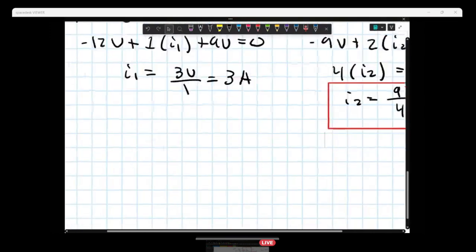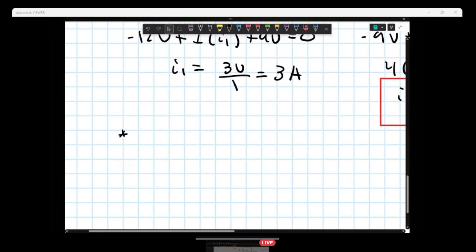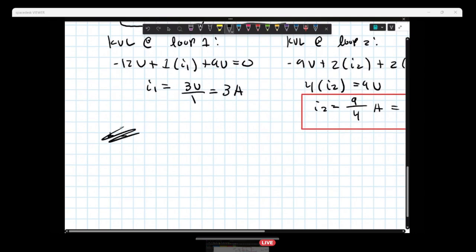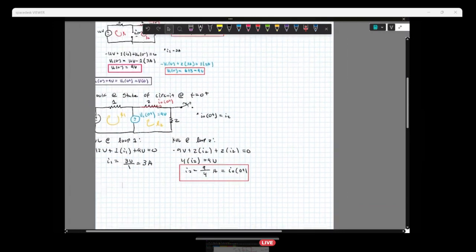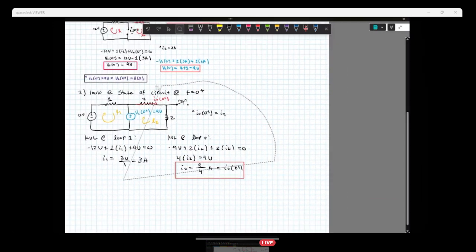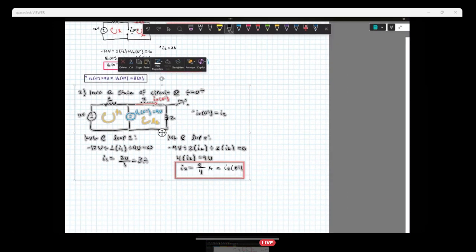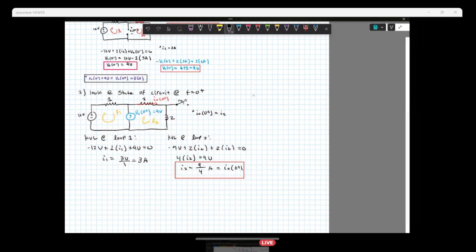So now we need to do one more thing. We need to solve for tau. So tau we get for the transient state. It's going to be the same circuit, but I'll make it smaller.